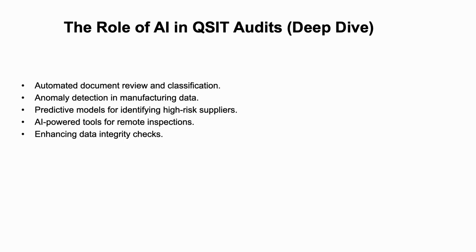Let's take a deeper look at how AI is transforming the QSIT process. Beyond simply analyzing text, AI can be used for automated document review and classification. For example, a manufacturer can use an AI tool to automatically categorize and file thousands of complaint records, making it easier for an investigator to find what they need. AI can also perform anomaly detection in manufacturing data. By analyzing real-time data from production lines, an AI algorithm can flag deviations from the norm, such as a sudden spike in temperature or pressure, which could indicate a process control issue. This allows for proactive intervention before the problem leads to product recall.